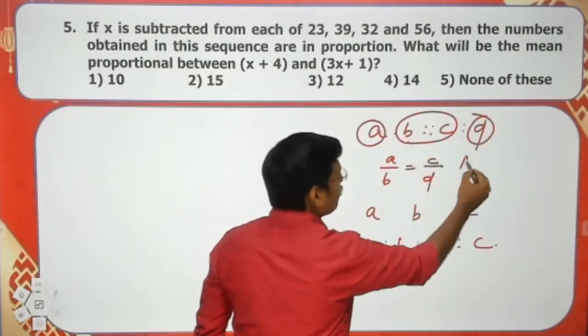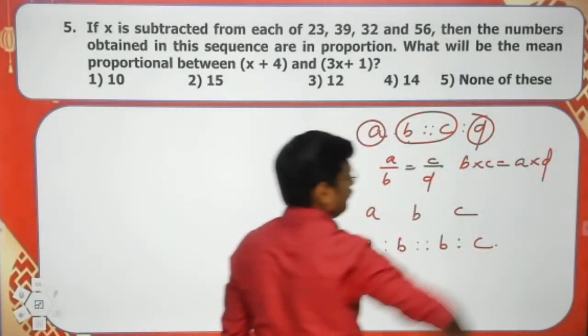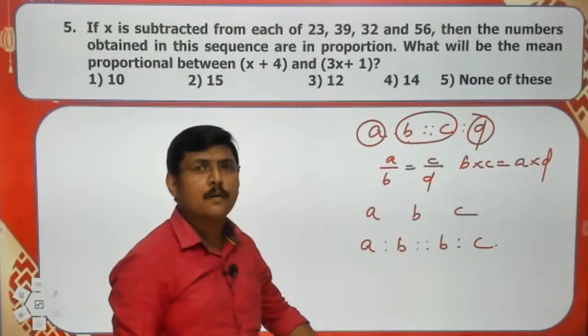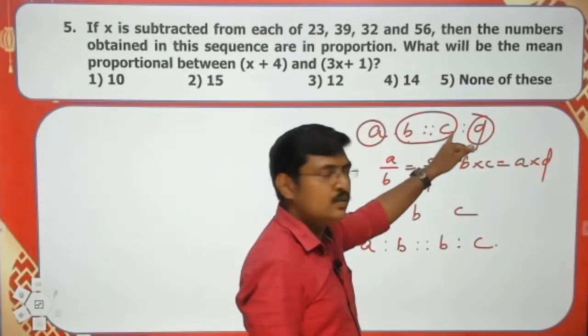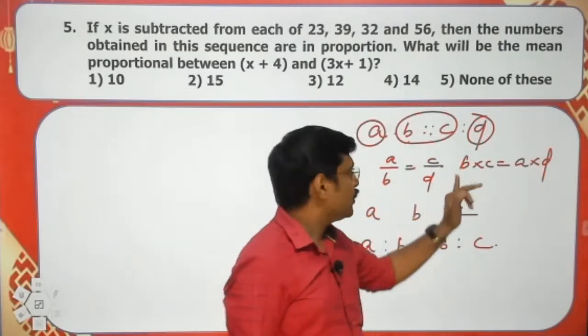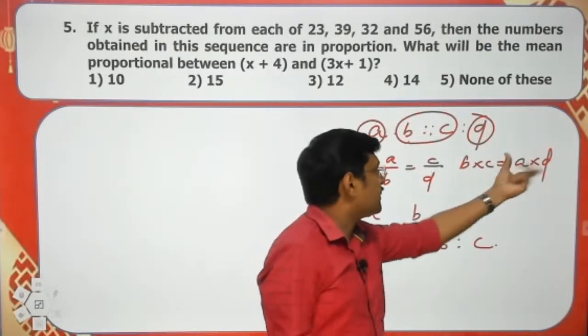So product of means, that is B into C, is equal to product of extremes, A into D. That's the normal frame for proportion: product of means, these are called mean values, and these are called extreme values. So product of means is equal to product of extremes, that is B into C is equal to A into D.